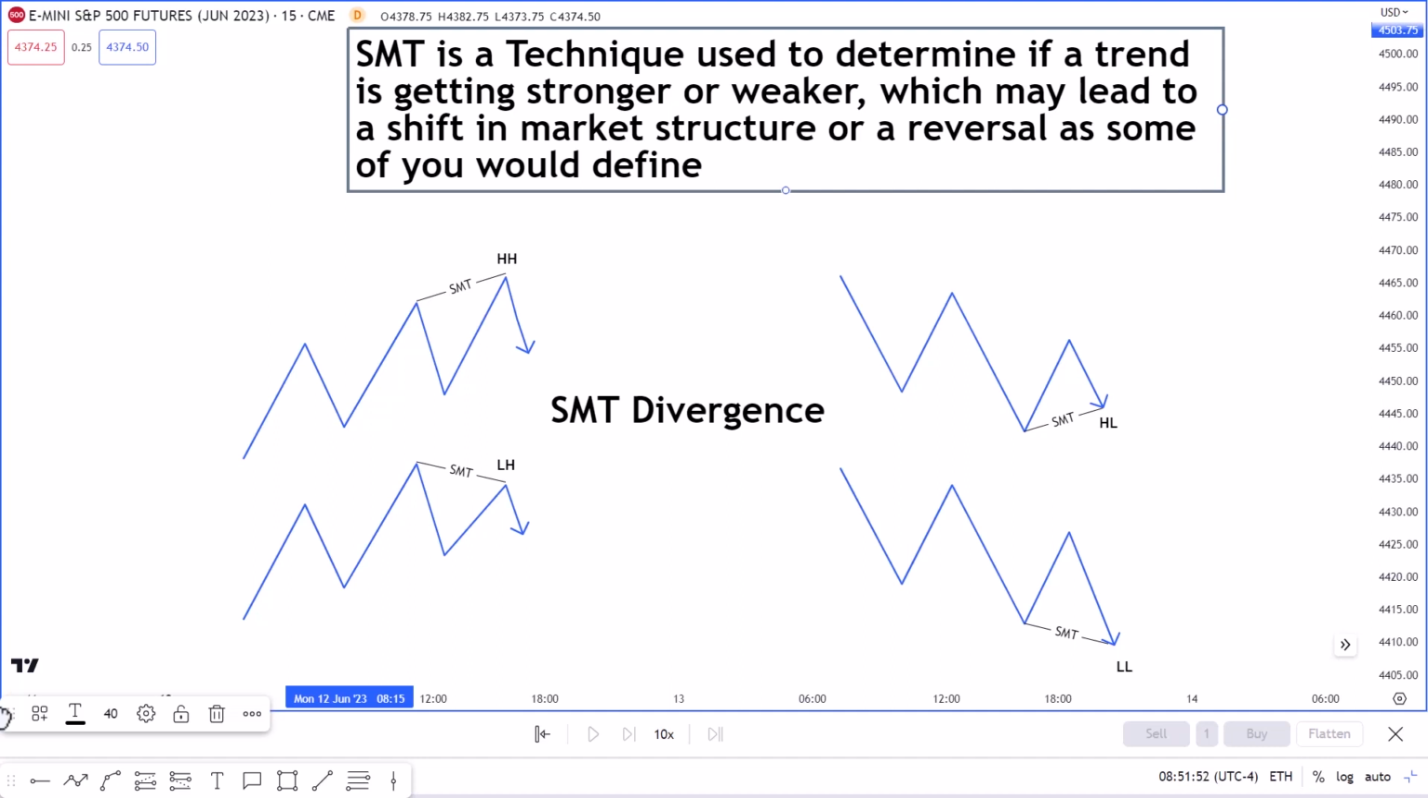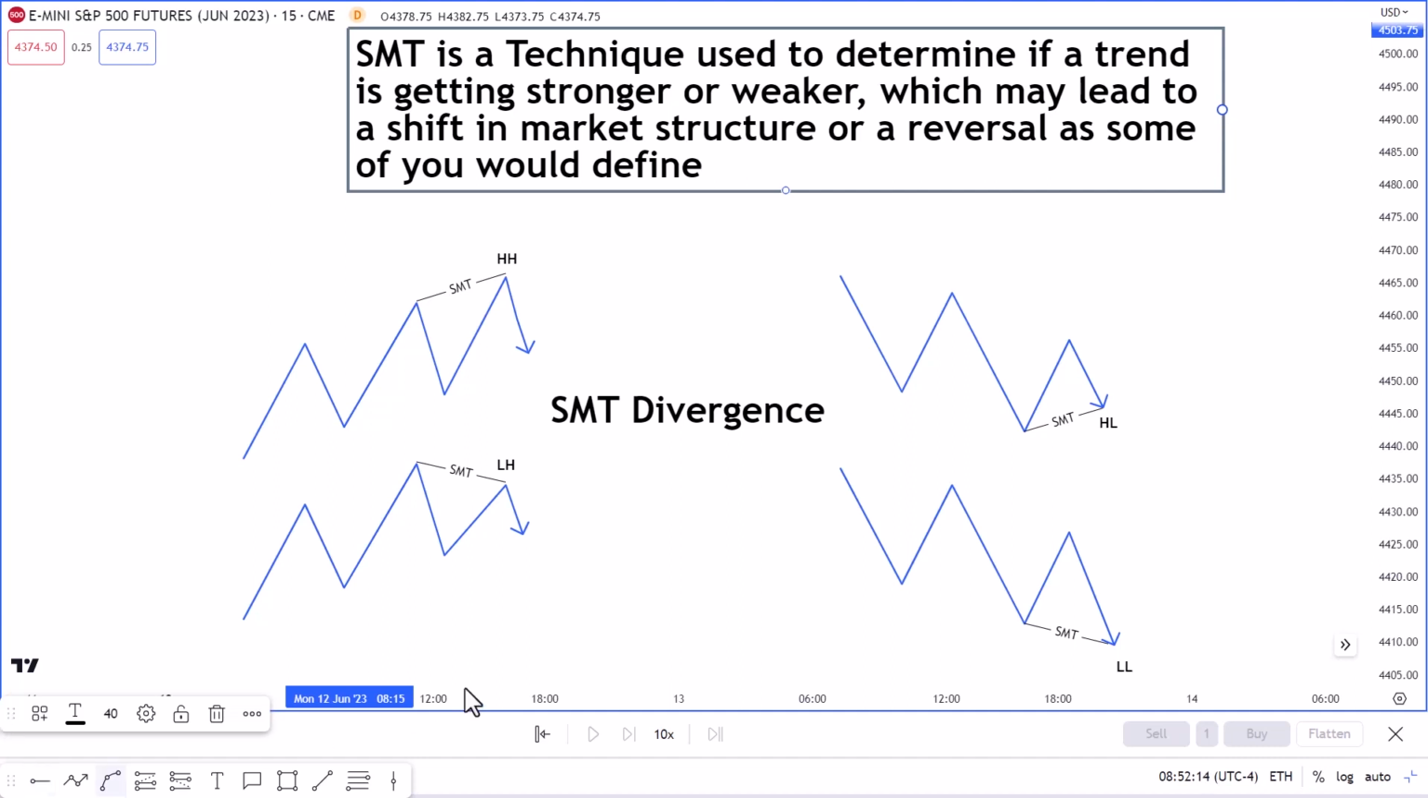Now, how do you identify SMT and how exactly do you use it? First off, you need at least two assets, or two pairs if you're trading forex. If you're trading futures or bonds, you need at least two asset classes or commodities to be able to use this tool called SMT.